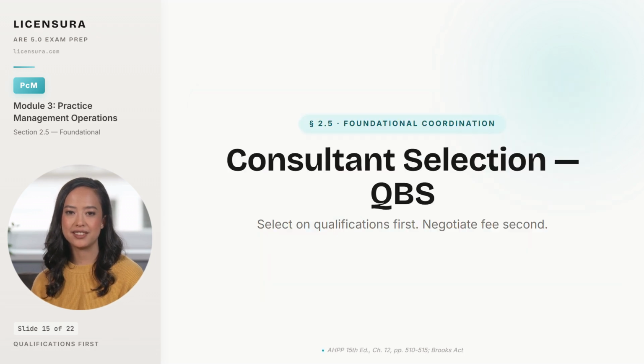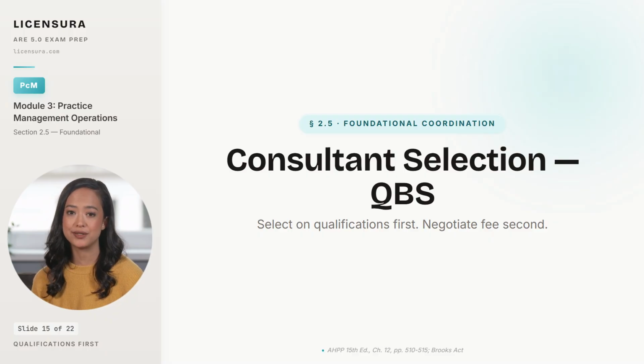How you select consultants determines whether the coordination work you'll later supervise has any chance of succeeding. The federal standard for design professional procurement is Qualifications-Based Selection, or QBS, codified in the Brooks Act for federal projects and adopted as best practice for private work as well. The procedure is straightforward. Define the scope, identify firms capable of performing it, evaluate them on qualifications alone, rank them, and then negotiate fee with the top-ranked firm. Fee is the last variable, not the first.